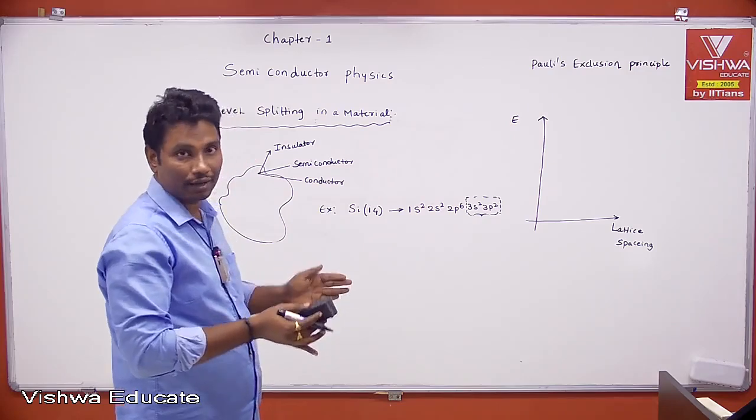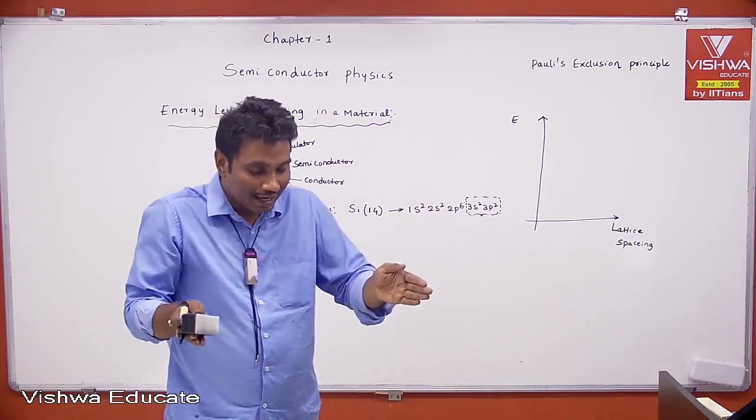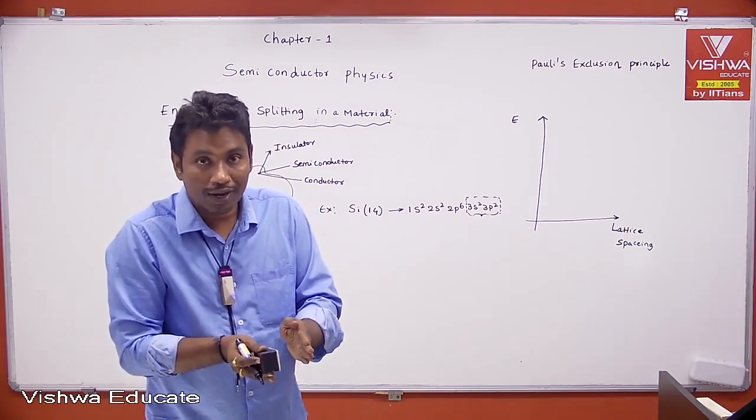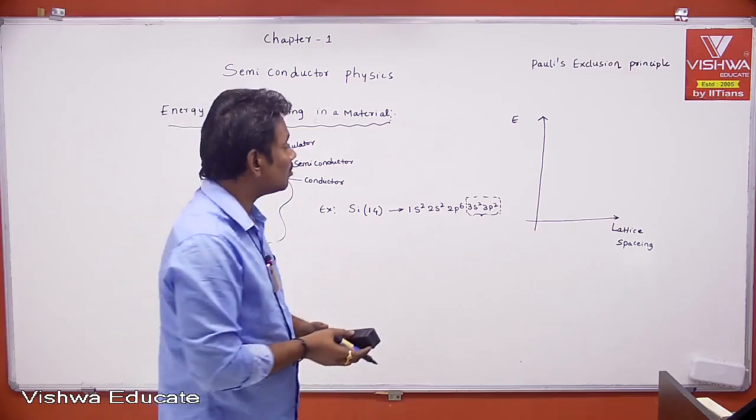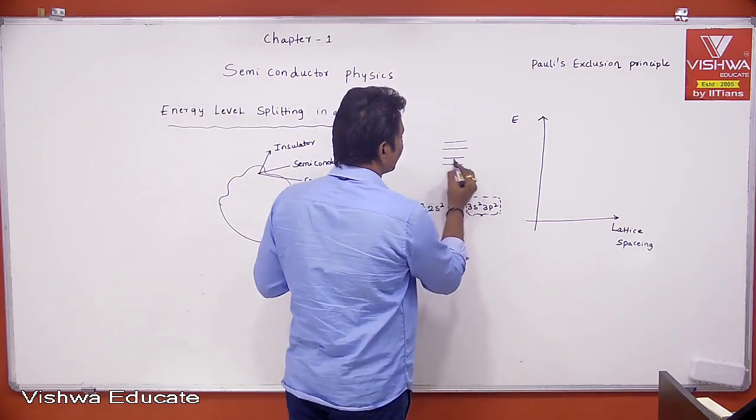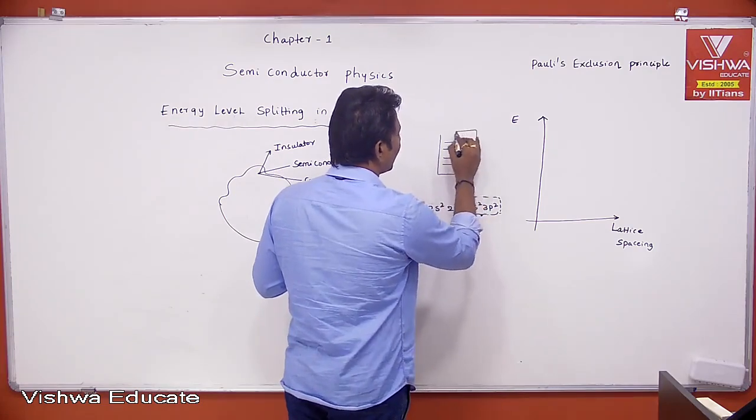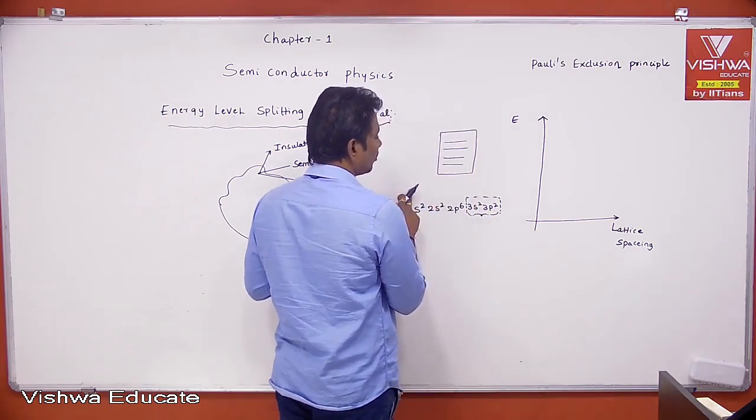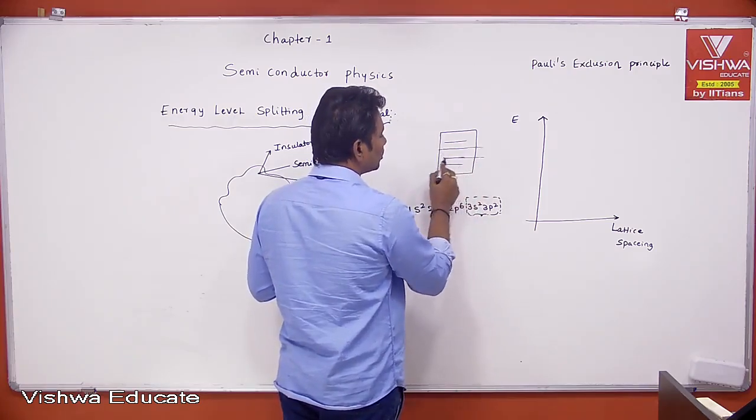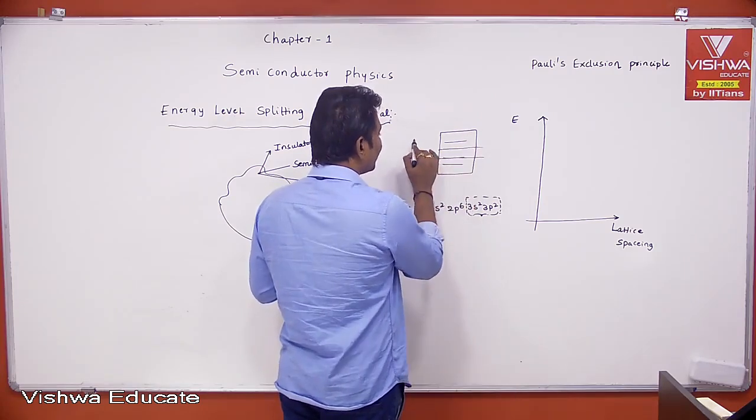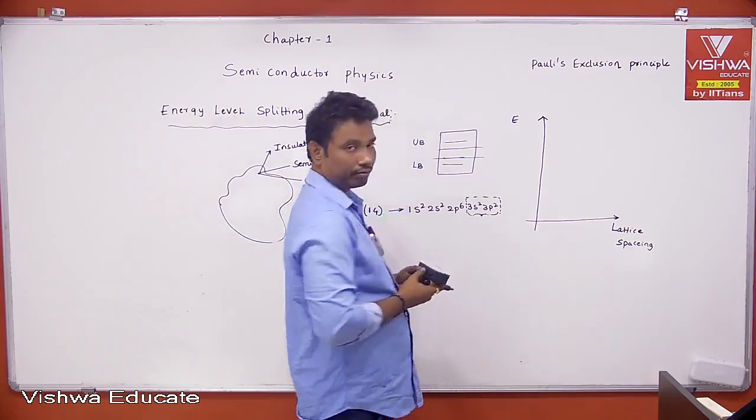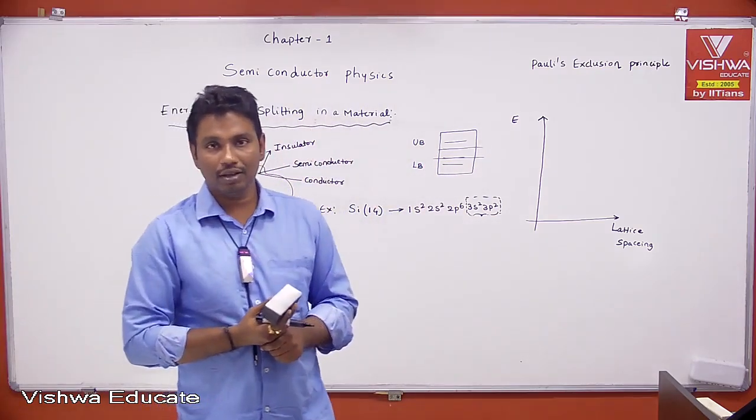Multiple energy levels. Now, if these atoms are brought further closer, what happens? The multiple energy levels of an electron can form a single band. At lattice spacing, this single band can be divided into two bands. One is the upper band, another one is the lower band.